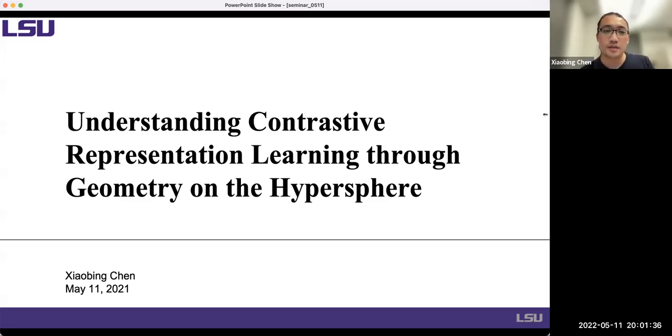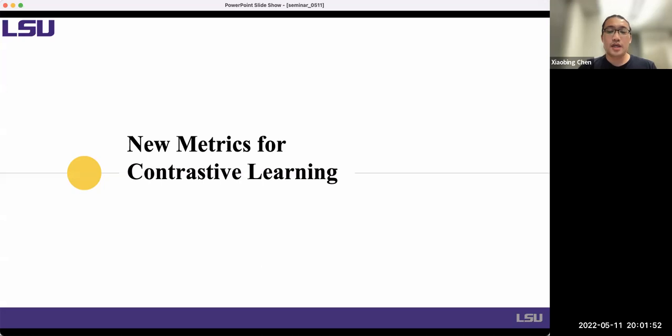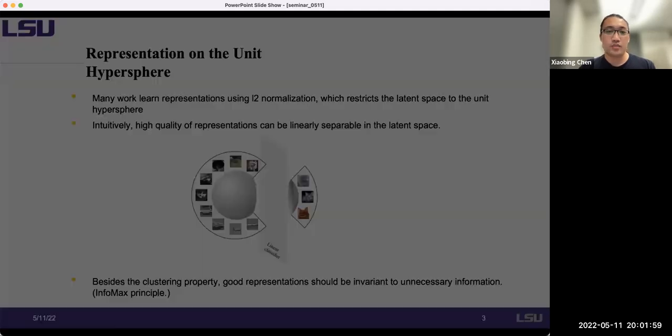Hi, everyone. Today I'm gonna present this paper titled Understanding Contrastive Representation Learning through Alignment and Uniformity on the Hypersphere. In this paper, they introduced two new metrics for contrastive learning. Let's see some background here.